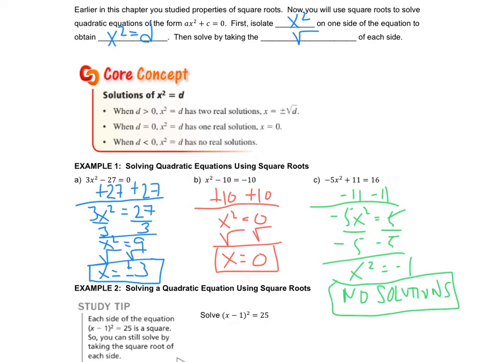Okay, so you isolate the x squared. If the d, once you have it isolated, is positive, there are two answers. If it is 0, there's only one answer, and the answer is 0. And if it is a negative number, there is no solution.